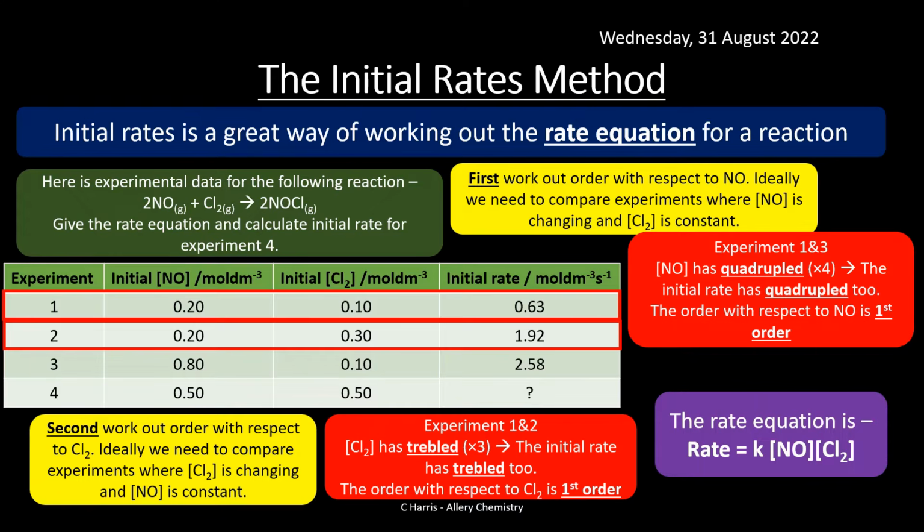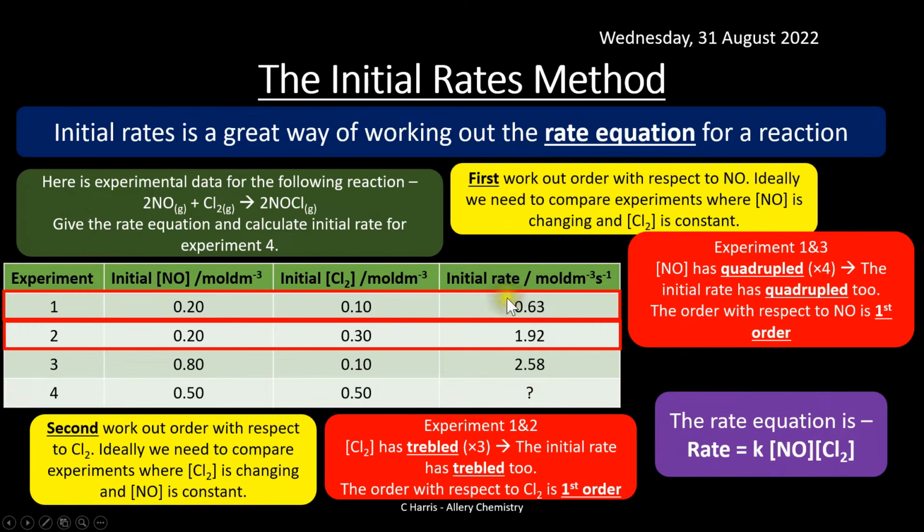Okay, so now we can say the rate equation is rate equals k[NO][Cl2]. So that's the first bit done. We've worked out what the rate equation is. And when you get questions like this and they're asking you to work out, say, a blank space in the table, the first thing I would probably do is try and work out this first, because this is going to give you a lot of options in terms of working this out.